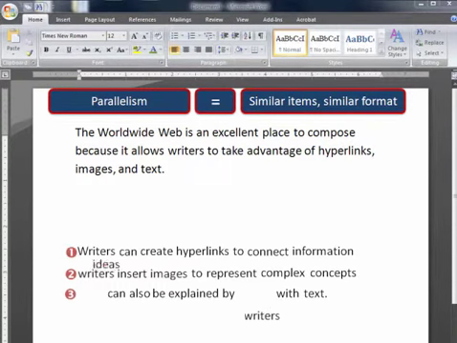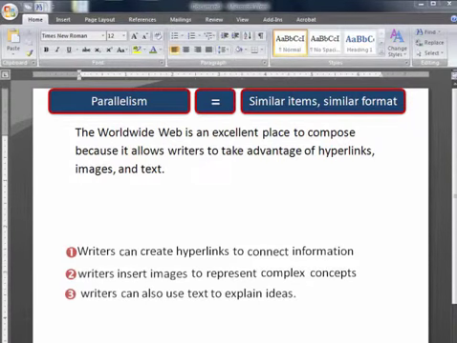In the third sentence, we'll do the same. Put writers first as a subject and what they do second. Writers can also use text to explain ideas in detail. Now we have all 3 sentences in parallel structure.